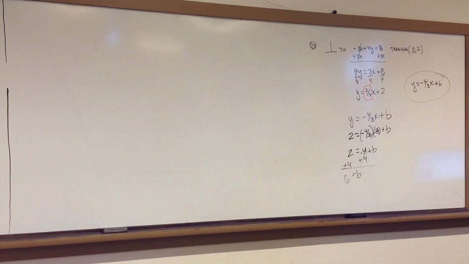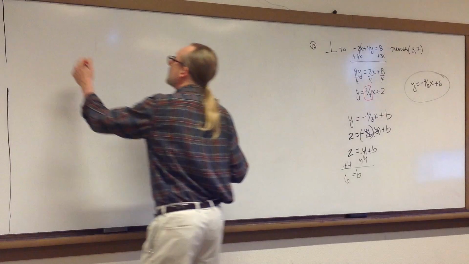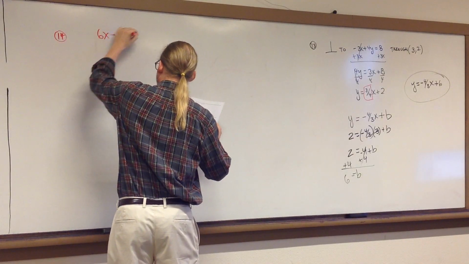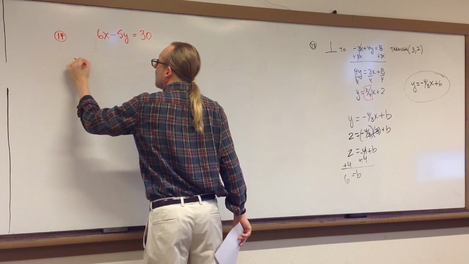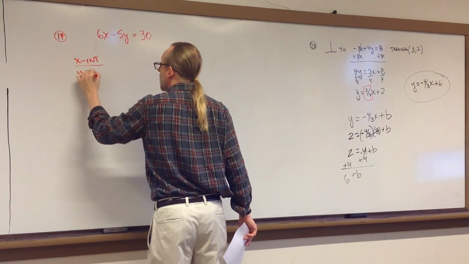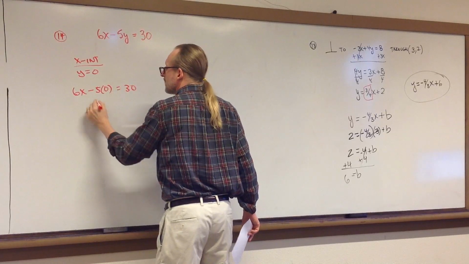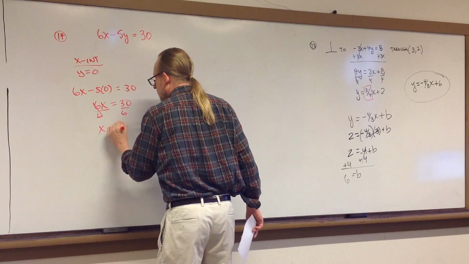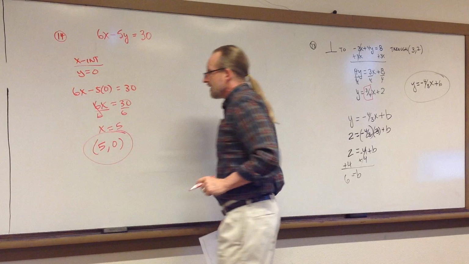Okay. Problem 14, we want to find the x and y intercepts for the given equation, which is 6x minus 5y equals 30. So our x-intercept is where y is 0. So if we plug in 0 for y, we get 6x equals 30. And x is 5. So the x-intercept is going to be the point (5, 0).